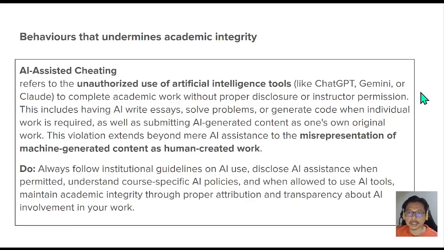And finally, what is really close to what we are talking about here is AI-assisted cheating. So if the use of AI is unauthorized by your lecturer, and you submit it anyway as your own work, that is also considered a type of plagiarism as well. So always, always, always talk to your lecturer about AI.